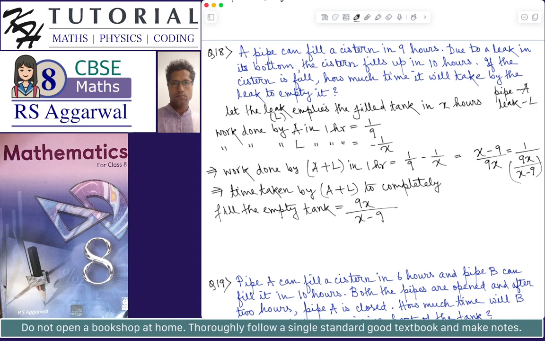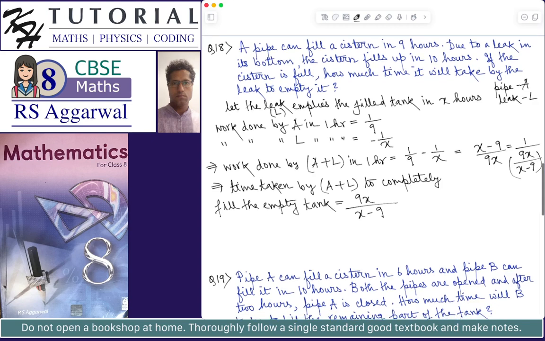So we have this. The time taken by the pipe and the leak to completely fill the empty tank is 9x by (x minus 9), and it is also given that due to a leak in its bottom, the cistern fills up in 10 hours, which means the pipe along with the leak completely fills the empty tank in 10 hours. So we must have 9x by (x minus 9) equal to 10. Now we have to solve it. This is a linear equation in x.